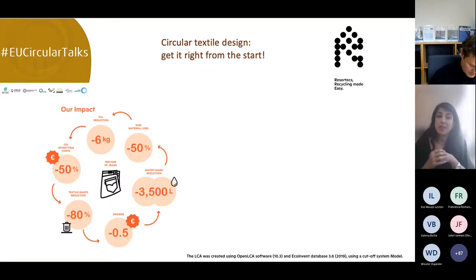By simply putting this solution in place, for only one pair of denim, we can reduce the water use by 3,500 liters. We can reduce the waste by 80% and therefore reduce the material loss by 50% and the CO2 emission from the material sourcing to end of life by about 6 to 7 kilograms per each produced denim. If we want to translate those figures into economical figures, due to the offsetting of CO2 and leveraging the raw material sourcing, that means 50 cents can be saved for each denim.